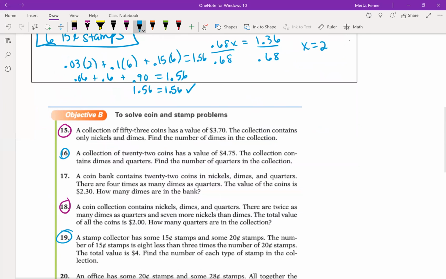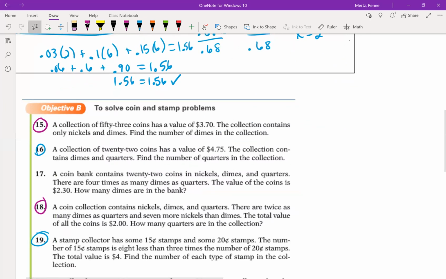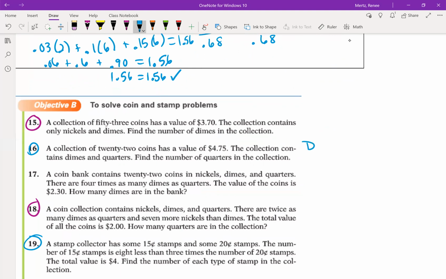Let's look at how this could be trickier. Let's do number 16 together. A coin collection of 22 coins has a value of $4.75. The collection contains dimes and quarters. So we have dimes and quarters.